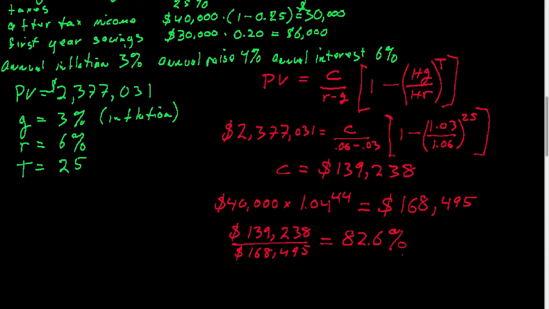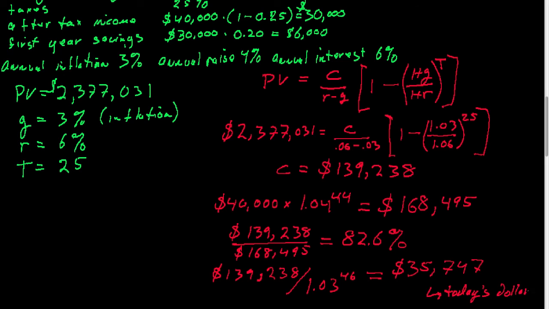We need to discount for 46 years by 1 plus the inflation rate of 3% to get that buying power in today's dollars. $139,238 divided by 1.03 to the 46th power equals $35,747. So the purchasing power of your retirement income in today's dollars is $35,747, which is somewhat less than the purchasing power of the $40,000 you earned the first year of working.